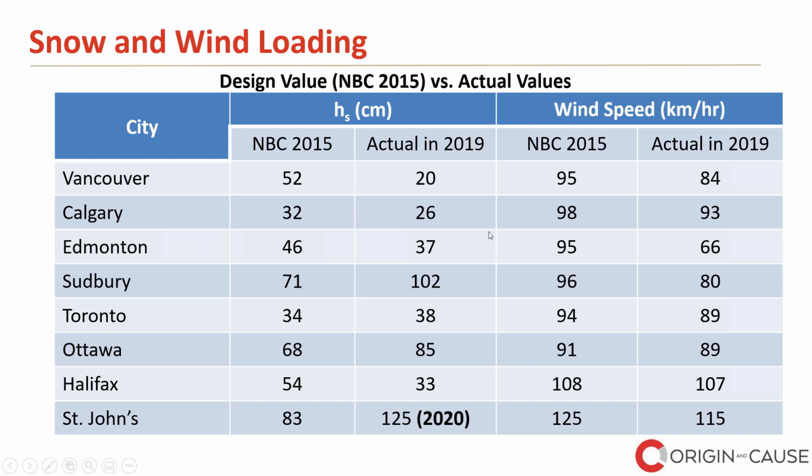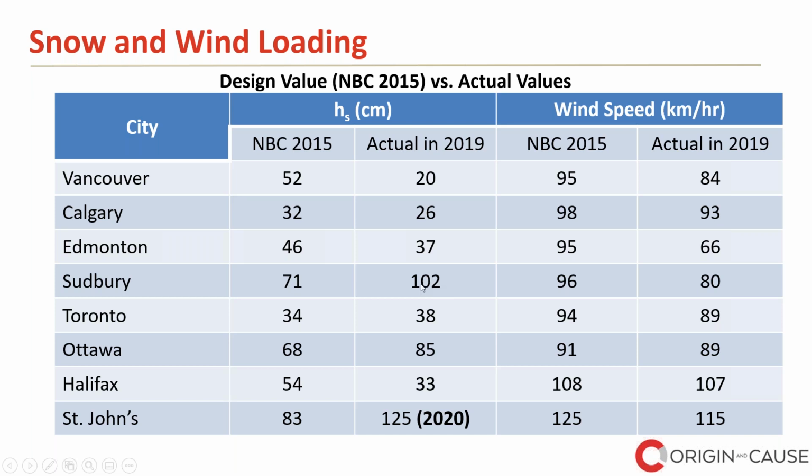Now, for example, again, using this table, in Sudbury, this is the design ground snow. The actual ground snow in 2019 was 102 centimeters. So it's still less than 1.5 times 71. It means that if a residential roof collapsed in Sudbury after a snow, it's not really because of snow. It's because of some pre-existing conditions.